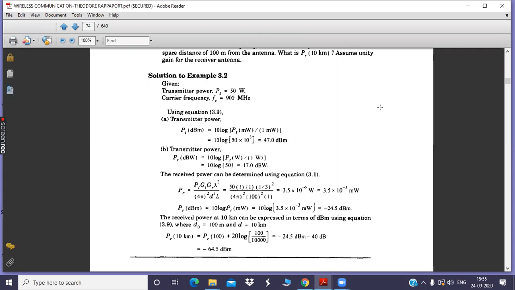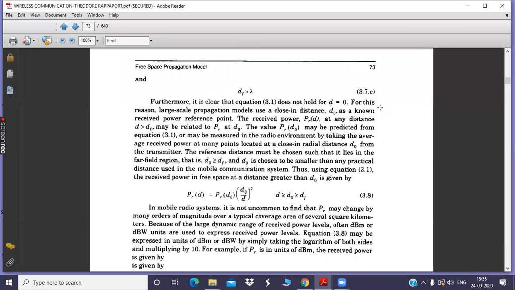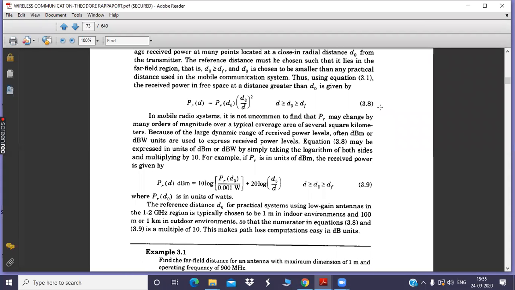Plus, what is the second term that you have? The second term in the equation is plus 20 log D0 by D. That only you take into consideration and add to the previous value. Is that clear for you? Why am I not applying 10 log and 0.001 watts over here? Because already I have converted this entire term. Already I have expressed this entire term in dBm. So that value in dBm, you just need to add along with 20 log D0 by D.